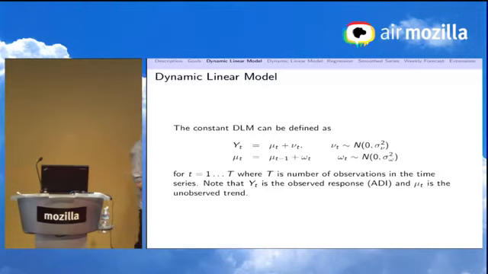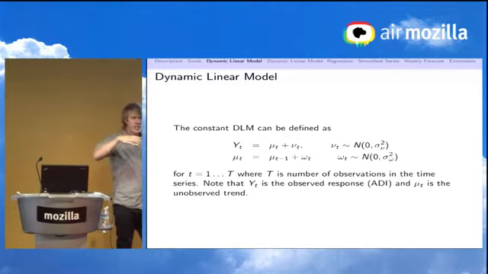We then assume that this observation is equal to some trend value plus some random noise. So the mu_t here is the actual trend that we're interested in, but we don't get to observe the trend. We get to observe the Y_t's, the actual observed ADIs. So the Y_t's are some random fluctuations around the trend.